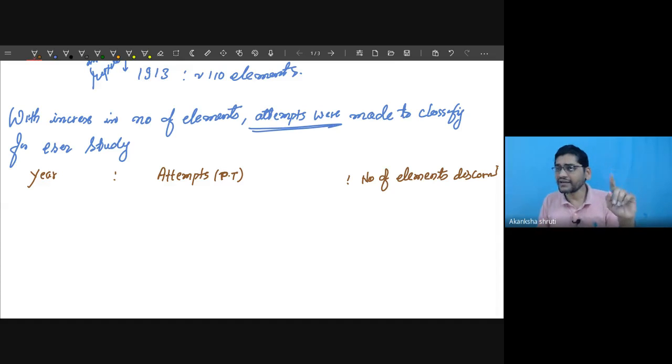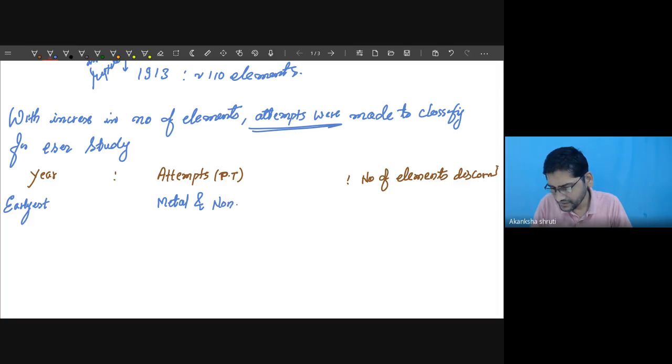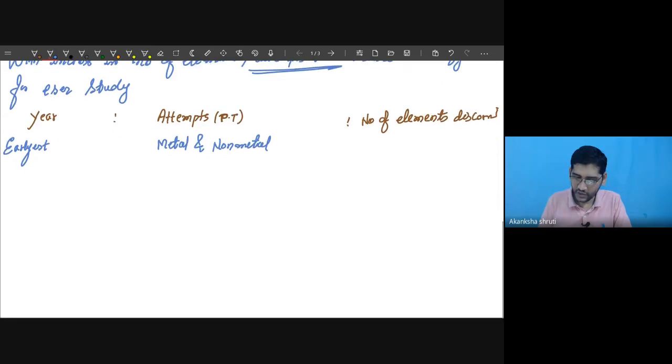Students, in the very early days, the elements were classified into metal and non-metal. So the earliest classification was metal and non-metal. This was the time of Aristotle, but no need to mug up. Just understand that in the earlier days it was considered that elements can be classified into metal and non-metal, but there were certain elements which cannot be put into this category, like metalloids. Therefore this grouping was not concrete.